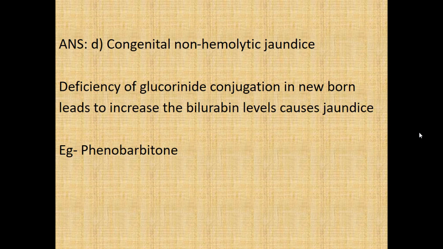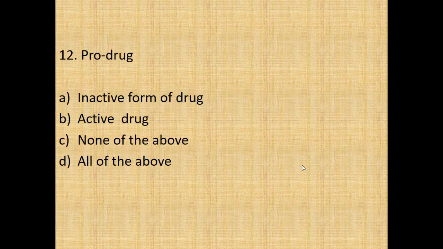Why is it not metabolized? Because they have a problem with glucuronide conjugation. Okay, normally bilirubin is synthesized, undergoes glucuronide conjugation and is eliminated from the body. But in some babies, this glucuronide conjugation is very slow or may not be there. In that condition, if you give an enzyme inducer like phenobarbital, it will stimulate the glucuronide conjugation system, which will cause metabolism of bilirubin, and then jaundice will come down. That is the logic why we use phenobarbital in congenital non-hemolytic jaundice.